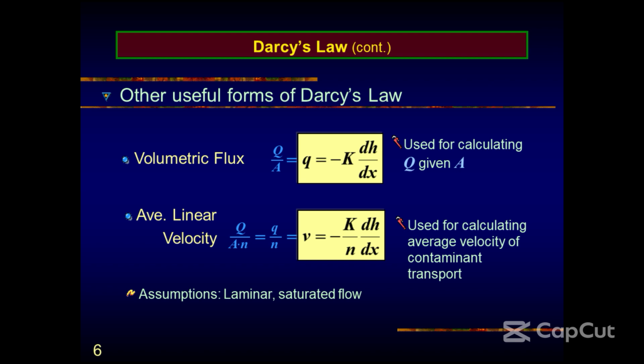Mass is M. L minus 2 T minus 1. This is the dimension. Okay? And as we are going to define it, you will see that it's also a vector quantity.